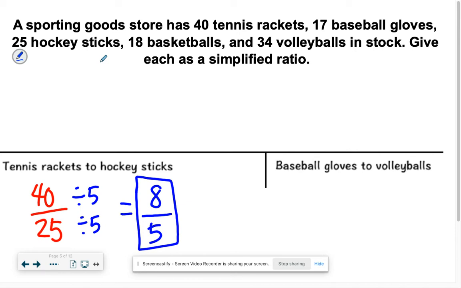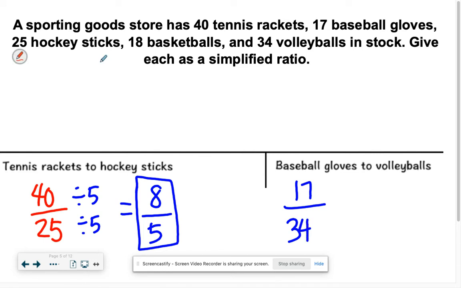So it's like simplifying it. Yeah, that's exactly it. I remember doing this back in 5th grade or something. Yeah, for sure. How many baseball gloves do we have? 17. How many volleyballs? 34.